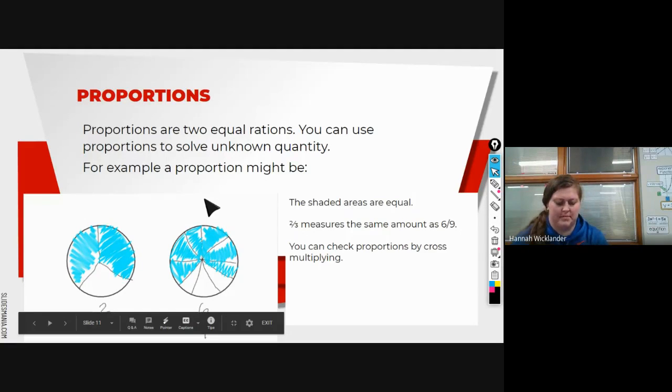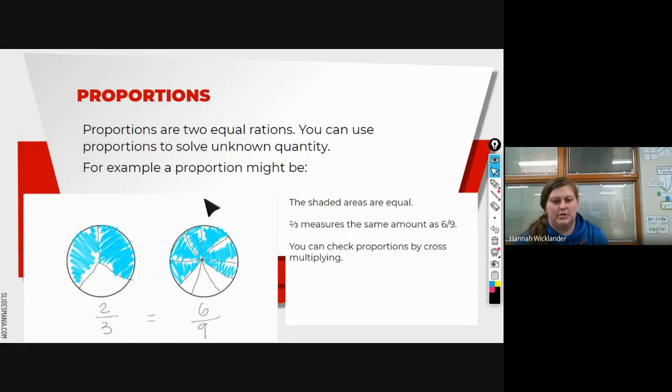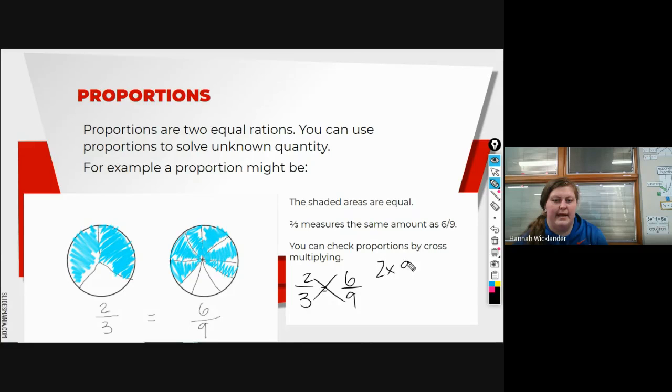Another way to check proportions is by cross multiplying. So we can cross multiply, and here's how we do it. We draw an X, and it's 2 times 9 equals 6 times 3. What's 2 times 9? 18. What's 6 times 3? 18. Does 18 equal 18? Yes, it does. So I know it's a proportion because they're equal to each other.